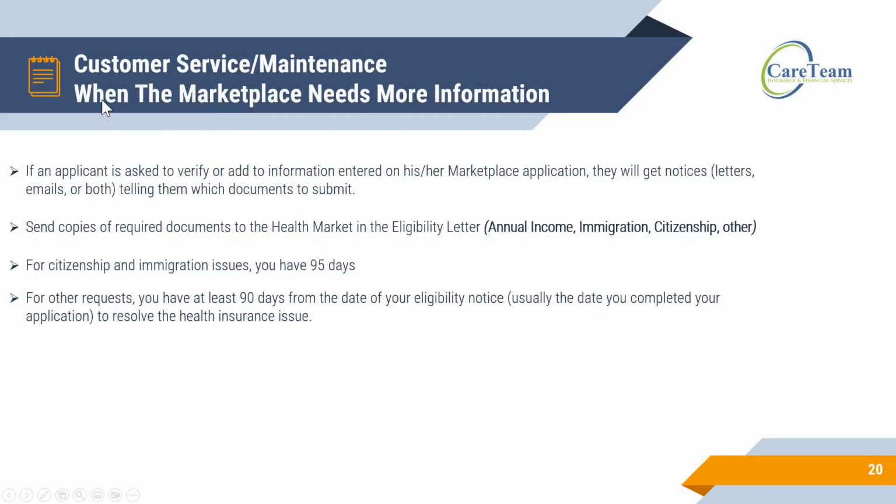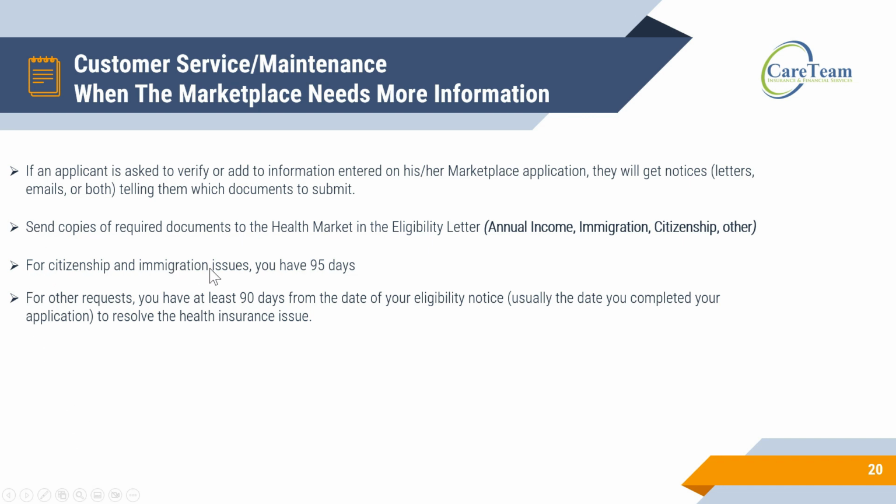So when the marketplace needs more information, so if an applicant is asked to verify or add to information entered on his or her marketplace application, they will get notices, letters, emails, or both, telling them which documents need to be submitted. They're going to be required to send documents to the health marketplace that are in their eligibility letter, which typically is proof of income, immigration, citizenship, or other. It'll be very specific as to what they need.